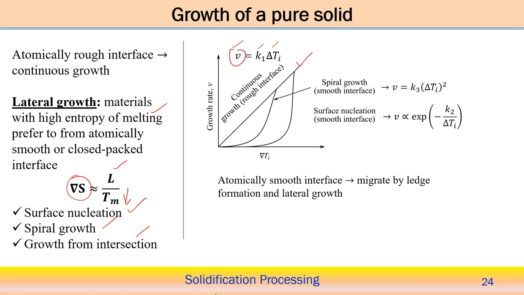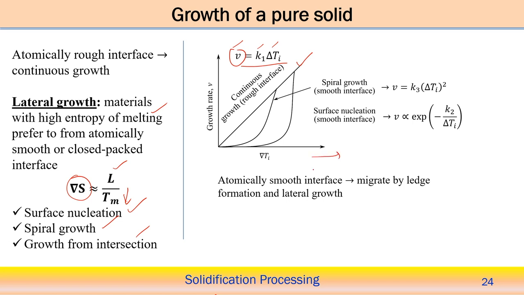So when there is a rough interface at the atomic scale, we can expect a continuous growth of the pure solid, or I can say there is a continuous movement of the solid-liquid interface at a particular velocity v. That is the expression for that. That means it varies linearly with delta T I, where delta T I is the degree of undercooling here.